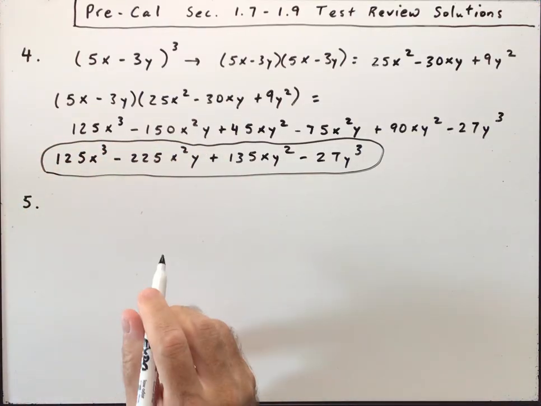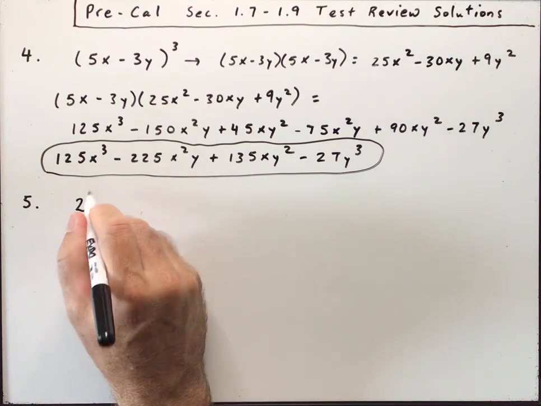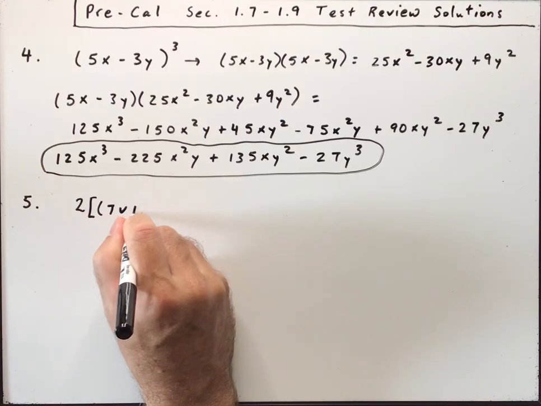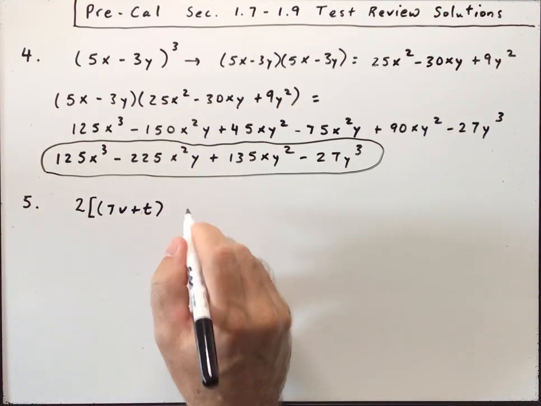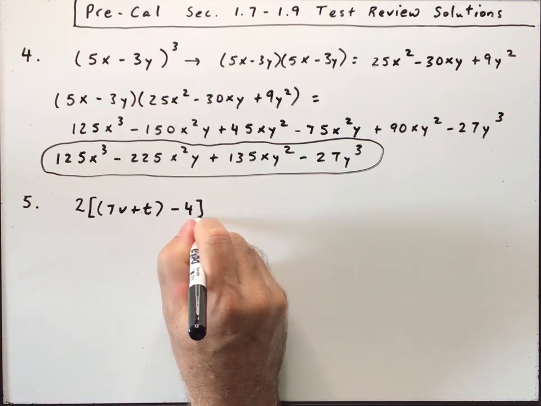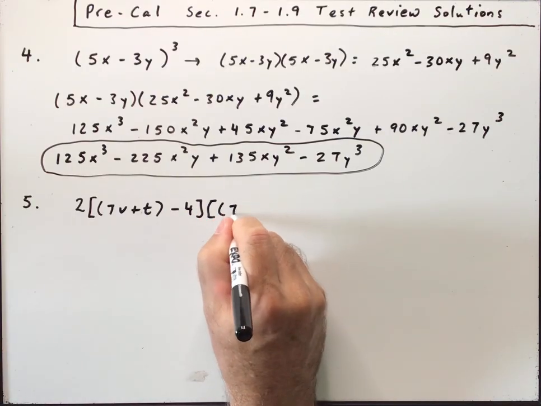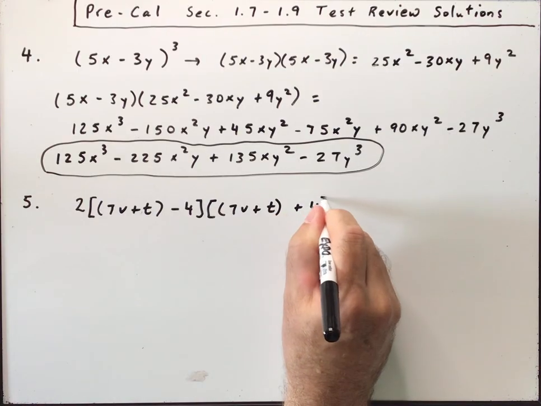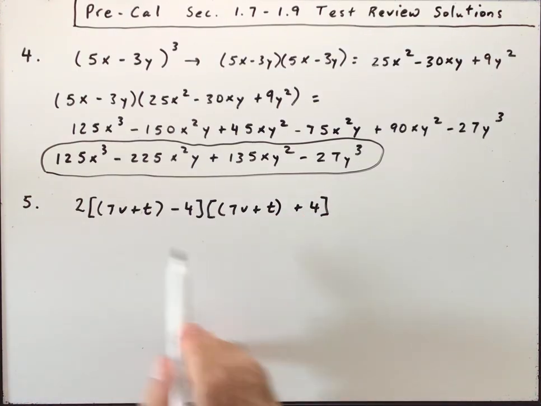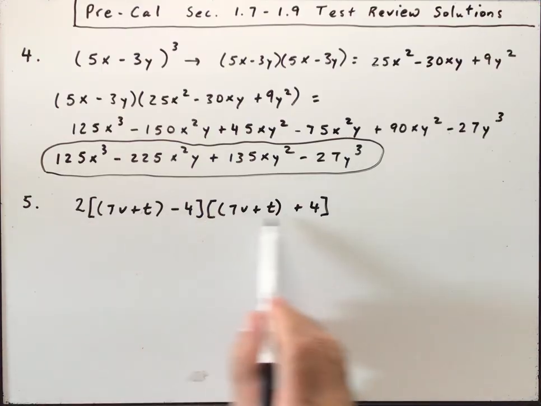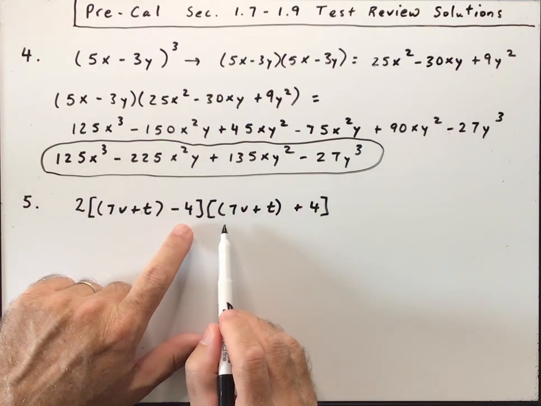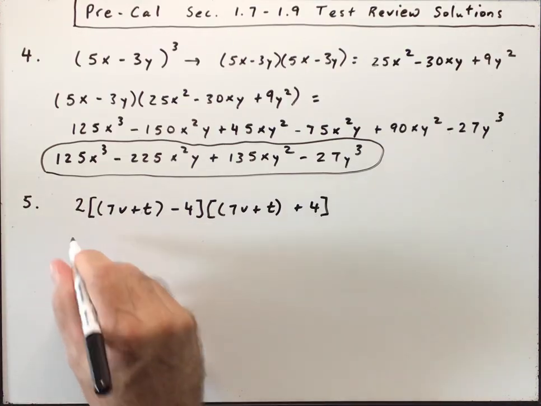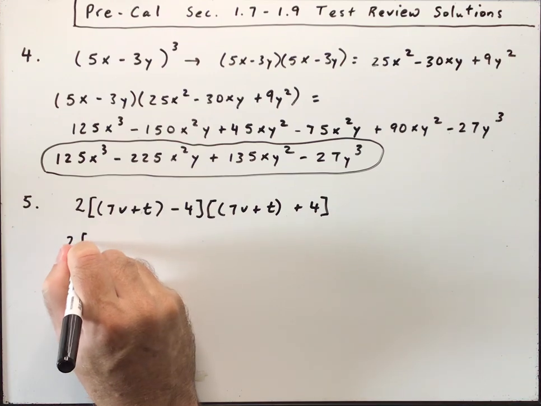All right, number 5, we want to multiply 2 times quantity 7v plus t minus 4 times quantity 7v plus t plus 4. Now this looks terrible. It's actually not real bad because everything in brackets here I can FOIL, and the middle term, the O and the I, they're going to cancel out. So I'm just going to drop down that 2.